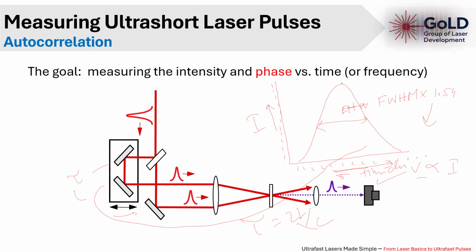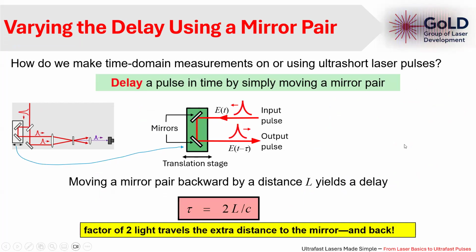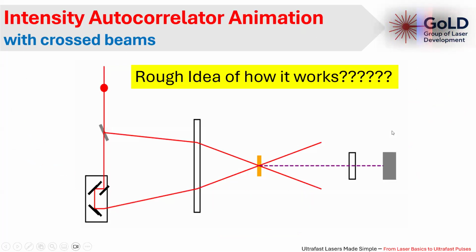At a certain point, there will be a maximum intensity. At this point is lower intensity. Then again, the intensity will start falling with the delay. Then you can calculate this full width half maximum and multiply it with 1.54, the factor, and that would give you the pulse duration of the laser. Okay, this is the autocorrelation, which is the simplest technique.